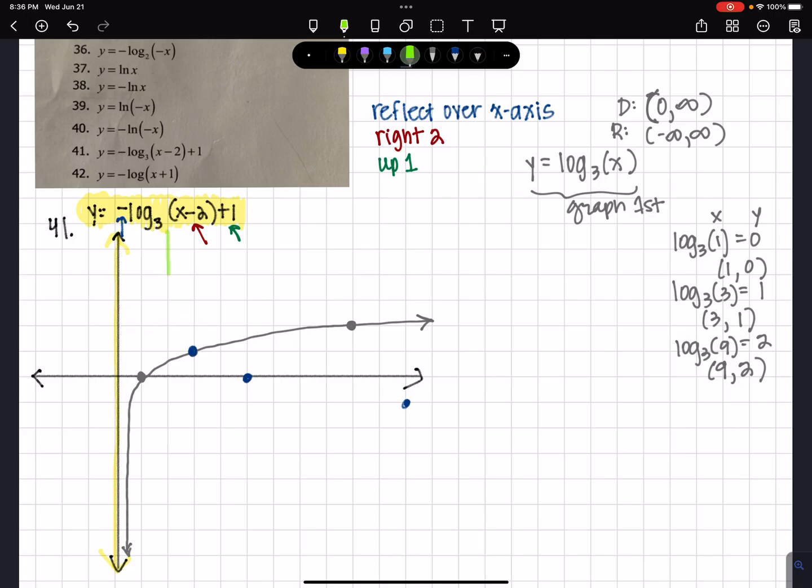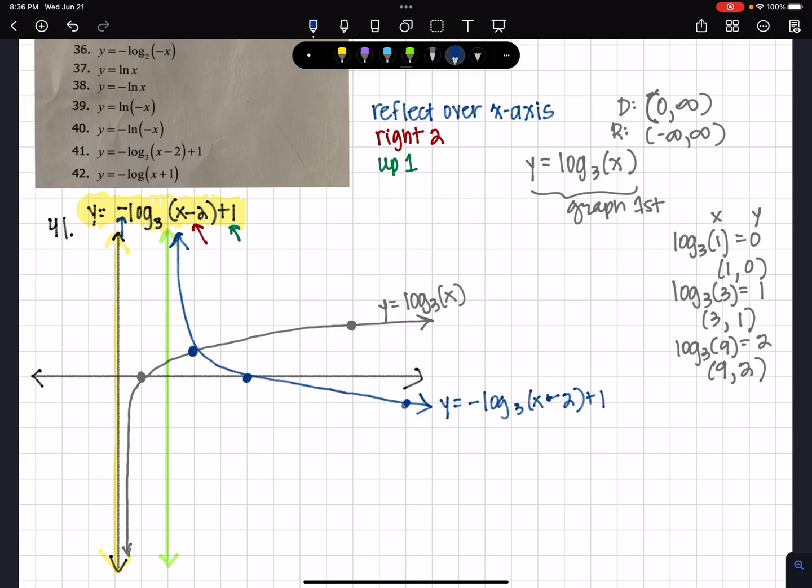So this new graph, number 41, is going to have that green asymptote. And that's our graph right there. So I connected the 3. So this is our y equals the opposite of log base 3 of x minus 2 plus 1. And this is our parent function, y equals log base 3 of x.